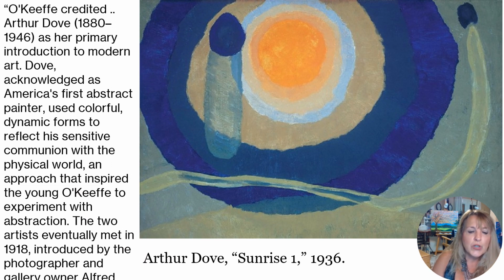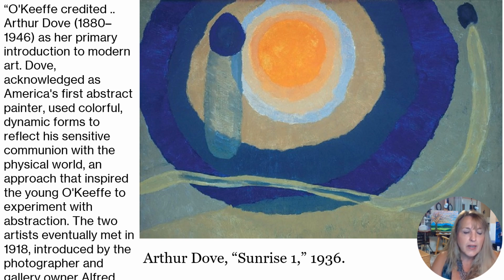She was inspired by someone called Arthur Dove. This is Sunrise 1, 1936, and honestly, if I didn't have the Arthur Dove name right under that, I might look at that and go, oh, it looks a little bit like a Georgia O'Keeffe, but it's not. Dove is considered one of America's first abstract painters, an early abstract painter. He uses these forms to experiment with the physical world. And so this very much inspired her.